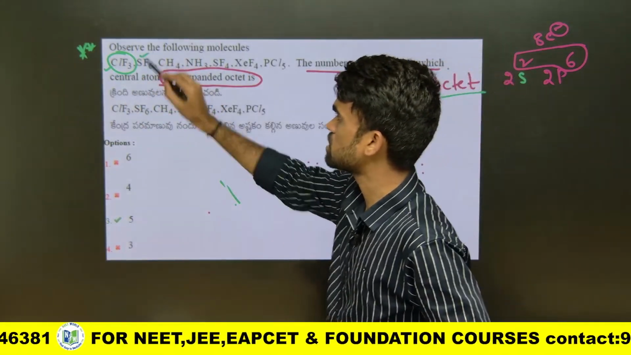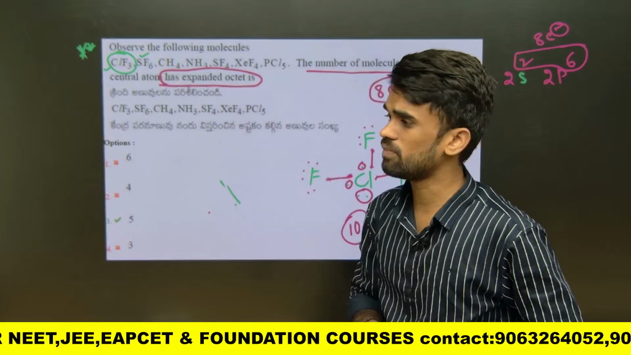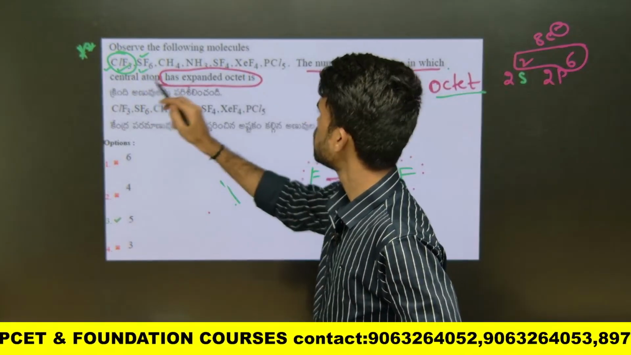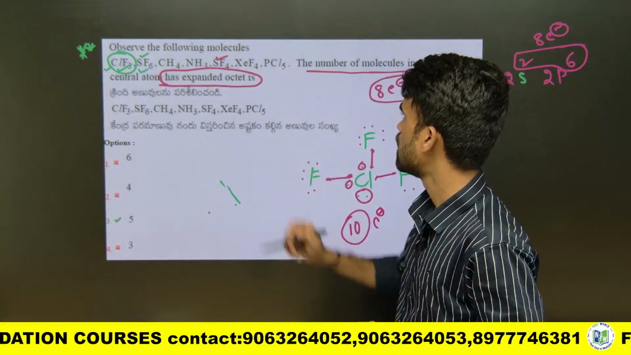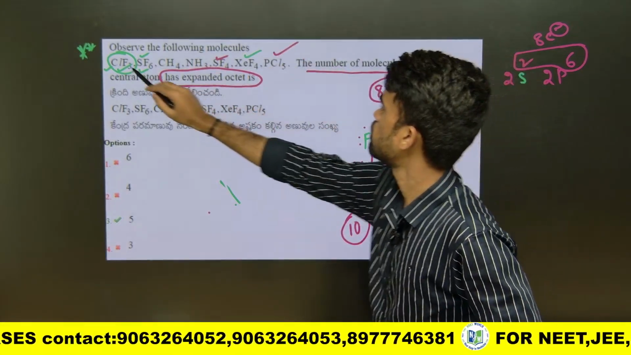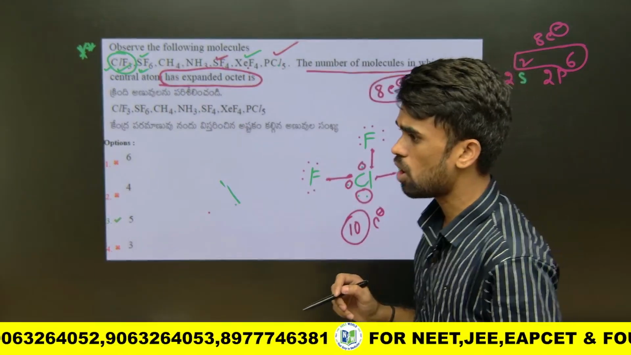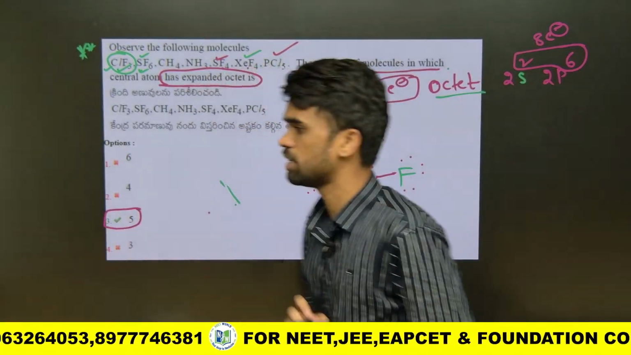Similarly, SF6 also has an expanded octet. Next, here ammonia and methane will have the octet rule configuration. Okay. So 1, 2, next, SF6 and SF4 also, and then next here we have XeF4 and PCl5. So 1, 2, 3, 4, 5. So how many are there? So 5 compounds with expanded octet rule configuration. So option 3 is your answer.